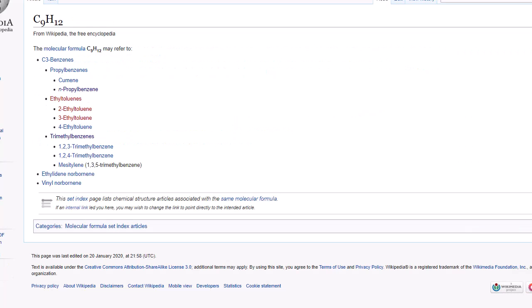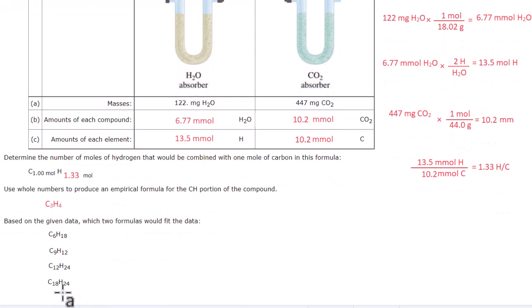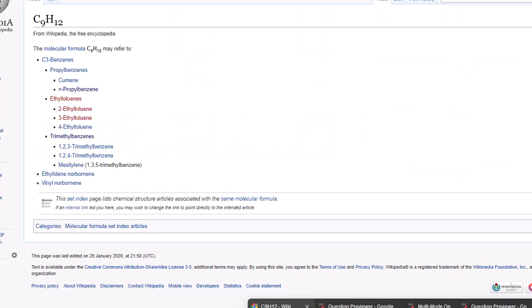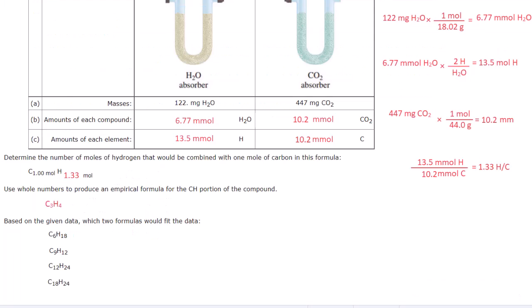But we don't have to stop there because we could end up going to an even higher ratio. I'll look at my possibilities. Here's another possibility, C18H24, where again, we'll have a 3 to 4 ratio. This one won't work because this is a 1 to 2. So if I go and type in that possibility, I would end up getting this substance, estrine, which would have that same ratio. So the empirical formula is sort of the starting point that you get.